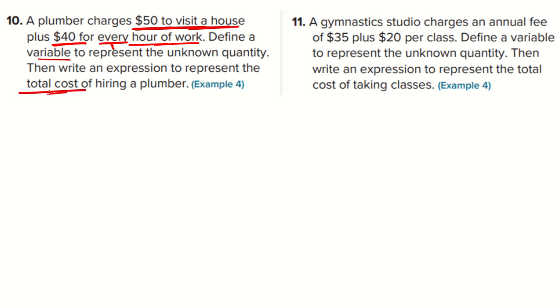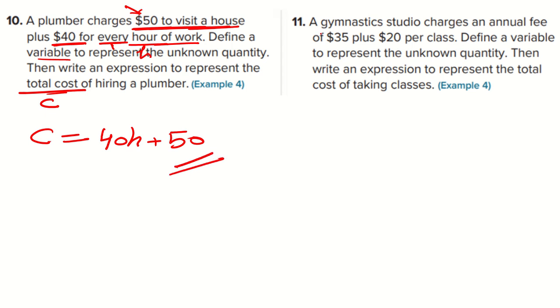Okay. Define a variable to represent the unknown quantity, then write an expression to represent the total cost. Okay. So I am taking total cost as C and number of hours as H. So C will be equal to, see, for 1 hour he is charging $40. So for H hours he will charge 40H, plus $50 extra because it is a fixed amount. Okay. Now another question, are they asking to solve? No. So this is the answer.